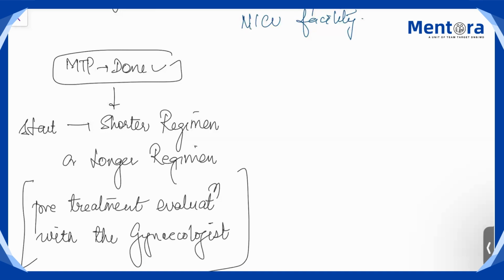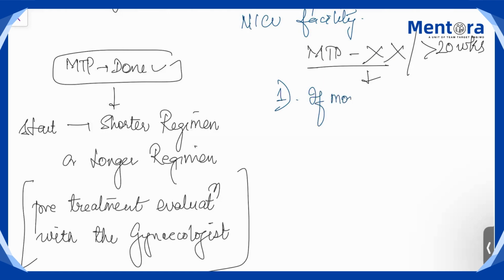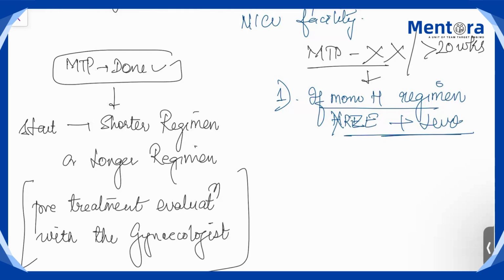Okay. Now, if the MTP has not been done, MTP नहीं कराया आपने, or it is more than 20 weeks. So, first of all, if you are using mono H regimen, that is category 1 तो है नहीं, है ना? It is drug resistant tuberculosis. अब drug resistant में सिर्फ mono H है, तो mono H में you can give your HRZE में H हट जाएगा, plus levofloxacin ऐड कर देते हैं. So this is a safer regimen. So you can continue this regimen.